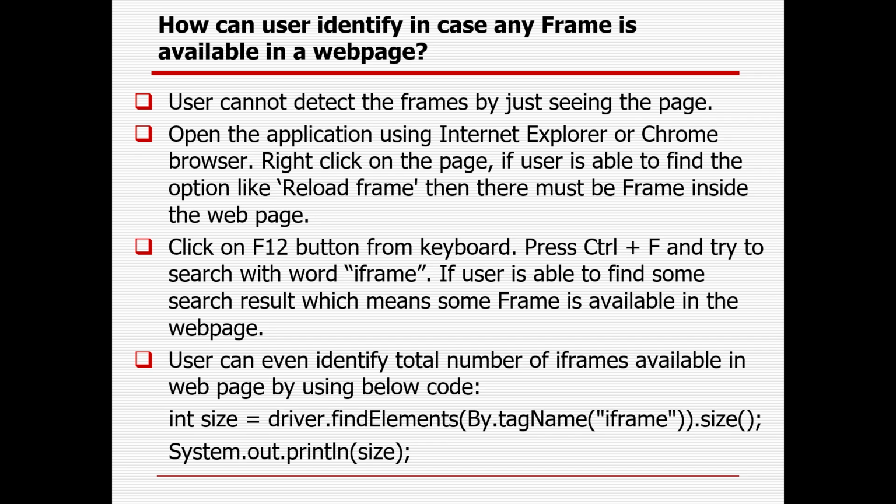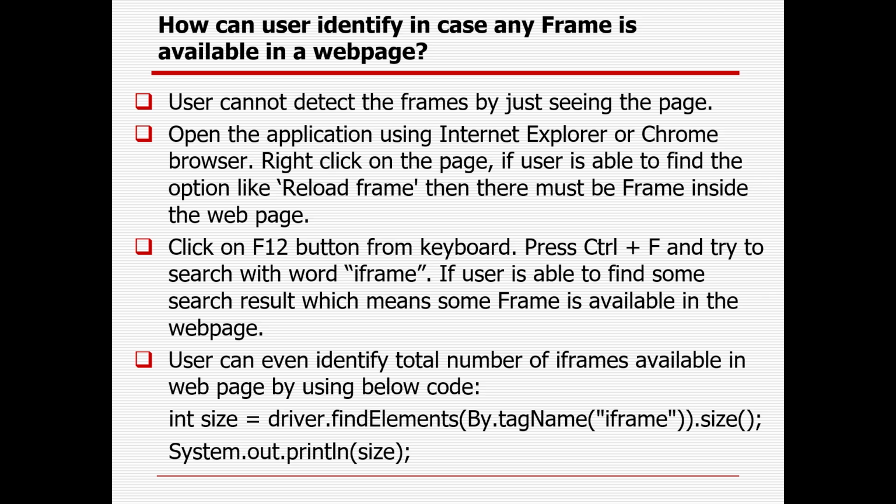You need to right click on the application using any of the browsers, it can be Chrome or Firefox. Open the browser, right click on the page, and if you hover over a section and right click, you will be able to see the option called Reload frame. That means there might be a frame available, but Reload frame is only applicable for the particular section where the frame resides. What if you are not able to hover over the appropriate section? It does not mean that a frame is not available in the page. So what are the other options?